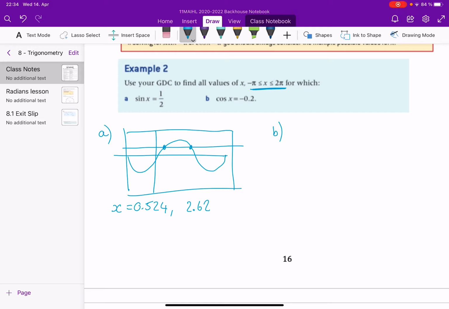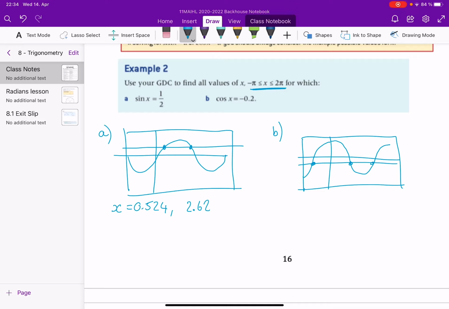Okay, next up, we want cos x equals negative 0.2. I want to do a little sketch of this one. So my cos curve starts up there. Okay, and I'm doing negative 0.2. Oh, I think I'm going to have 3 answers this time. I can see 1, 2, 3.